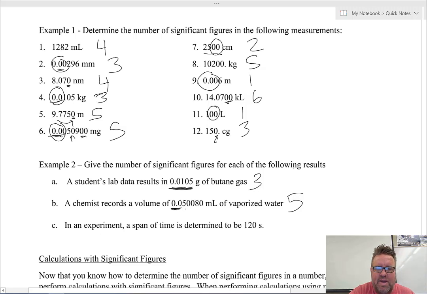And in an experiment, a span of time is determined to be 120 seconds. Again, there's no decimal point after that 0, so it doesn't count. So that is 2 significant figures.